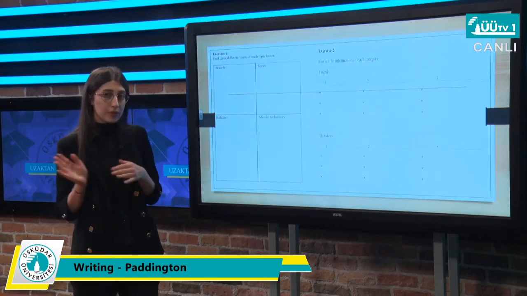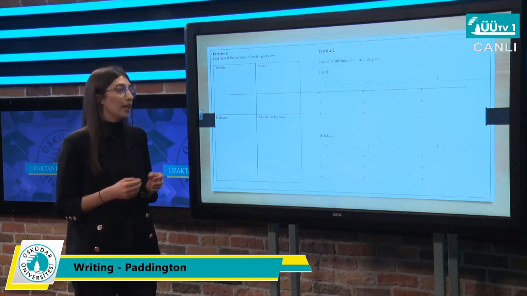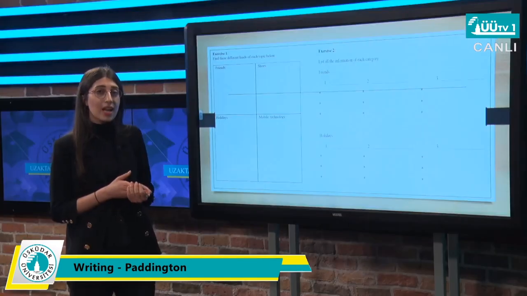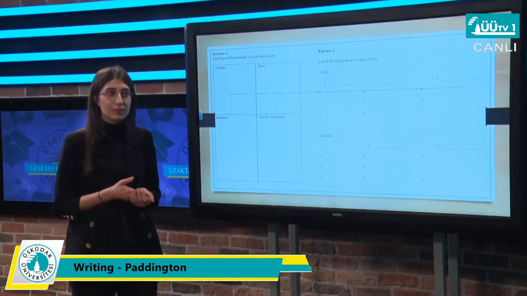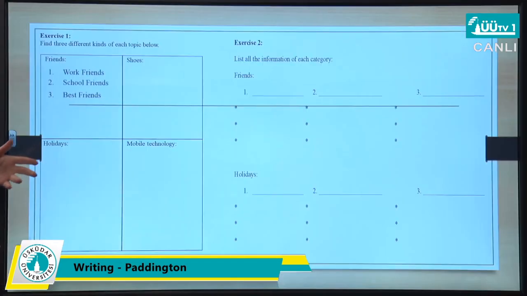But before going to the next step, let me show you in practice how to gather information. For example, here we have the topic friends, and we have to write our classification essay about friends. Write about the types of friends, let's see, and which types I chose for my essay.